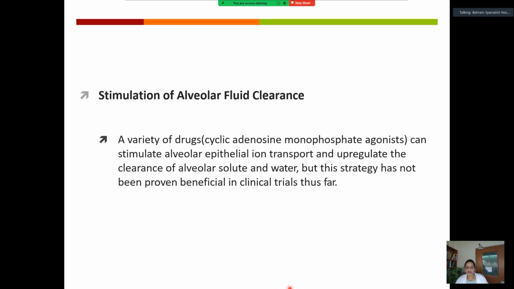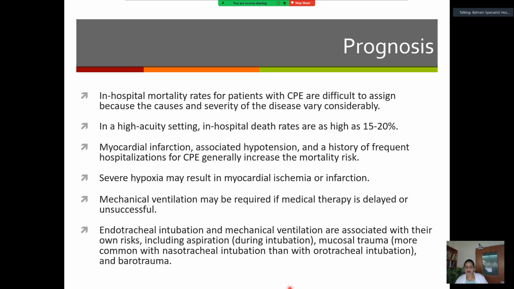Stimulation of alveolar fluid clearance. A variety of drugs can stimulate alveolar epithelial ion transport and upregulate the clearance of alveolar solute and water, but this strategy has not been proven beneficial in clinical trials so far.